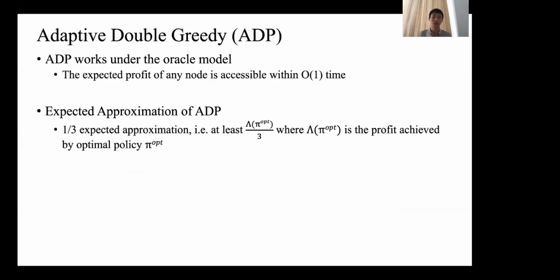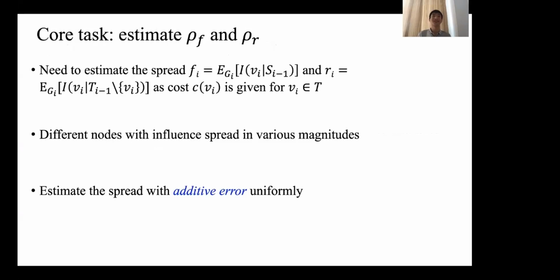However, this result is under the Oracle model. That means we can query the profit function or the influence spread function of any node in big O one time. You may know that the influence spread is difficult to compute, especially for a large-scale social network. So to tackle this issue, we consider estimating the influence spread using additive error.